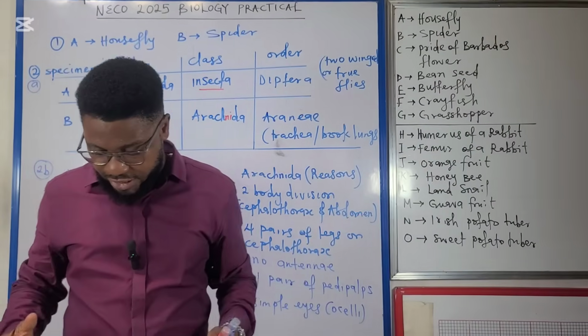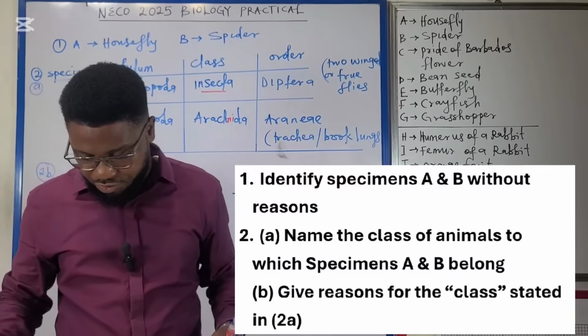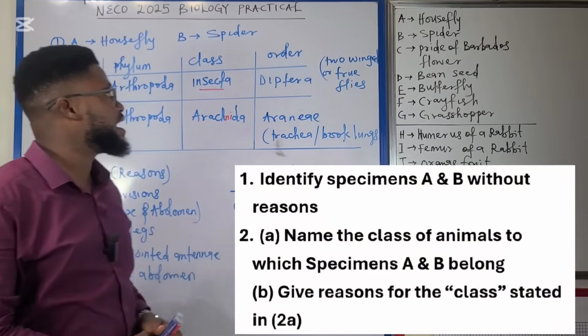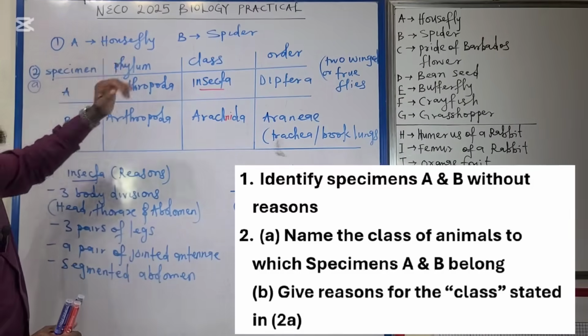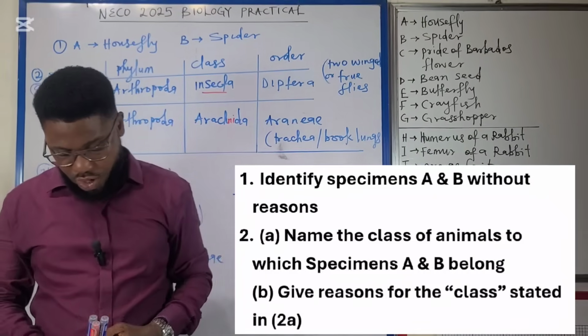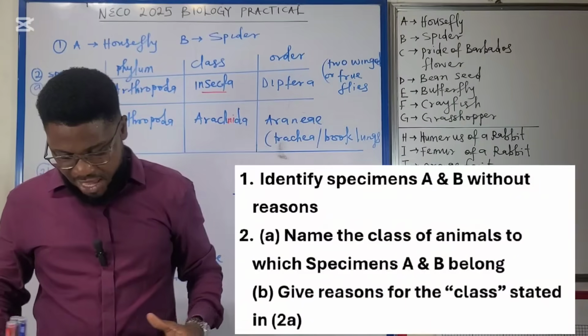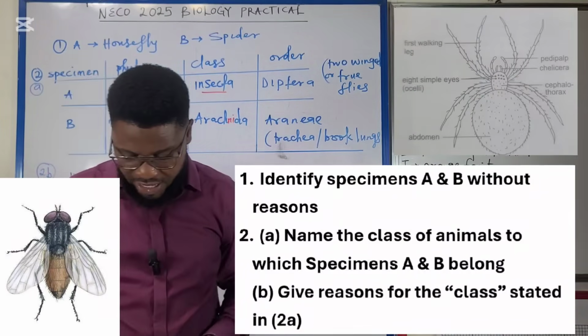The first question says that identify specimen A and B without reason. Of course, specimen A and B, as you can see in the diagram on your screen, are housefly and spider. Moving on to question 2. Question 2A says that name the class of animals to which specimen A and B belongs.